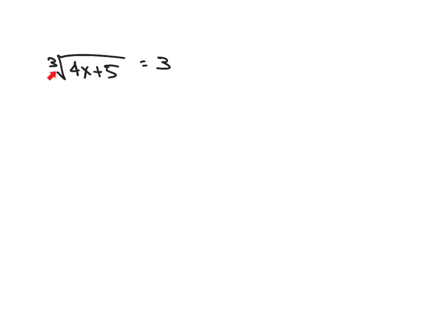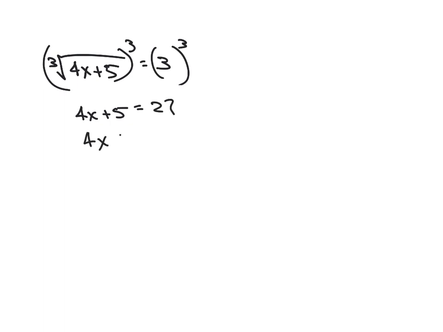Okay, notice that this one's a little different. We have a cubed root here. So to get rid of a cubed root, what do you think we're going to do to both sides? We're going to cube both sides, because remember, the way to get rid of the radical sign is if the index and the exponent are the same, and then that all goes away. So then we have 4x plus 5 equals 27. 4x equals 22. And divide by 4, we get x equals 22 over 4, which reduces to 11 over 2.